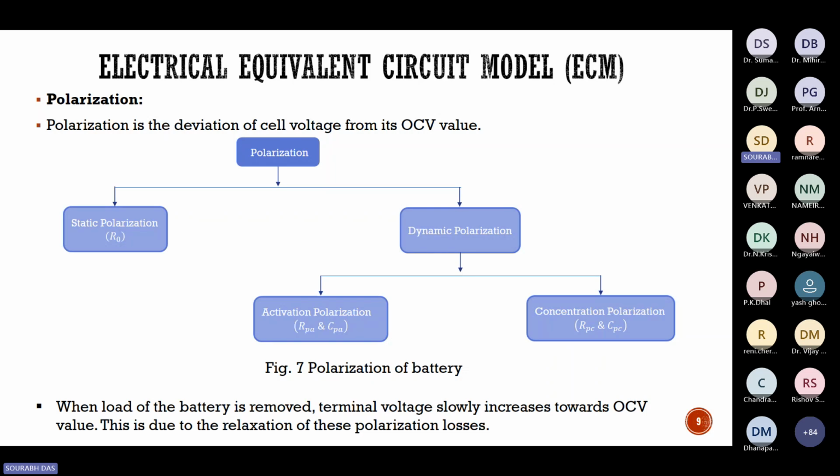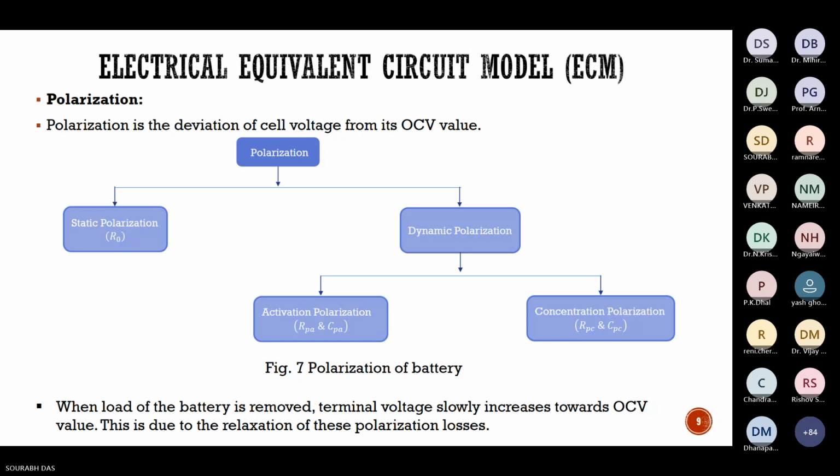And then the concentration polarization, which is also modeled with a resistance and capacitance. It is also a parallel RC circuit, and it is due to the concentration gradients in the electrolyte and electrode, which affects the voltage on a longer time scale. So this slower process leads to the gradual recovery of the terminal voltage toward the OCV after the load is removed, as the system returns to equilibrium.